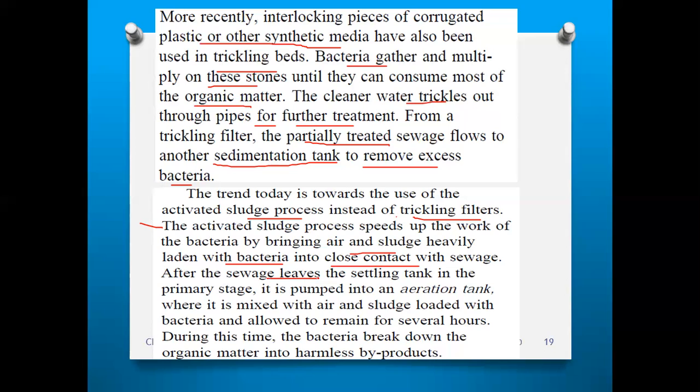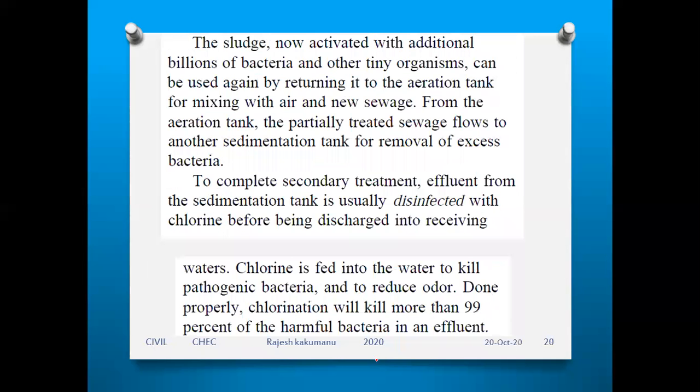After the sewage leaves the settling tank in the primary stage, it is pumped into an aeration tank where it is mixed with air and sludge loaded with bacteria and allowed to remain for several hours. During this time, what happens? The bacteria break down organic matter into harmless byproducts. So like this, the concept takes place in the activated sludge process. This will be discussed later in other classes.